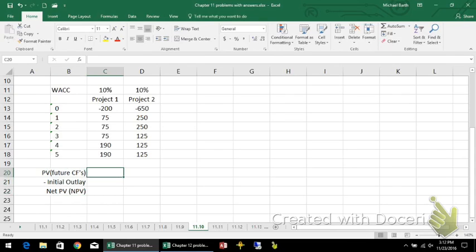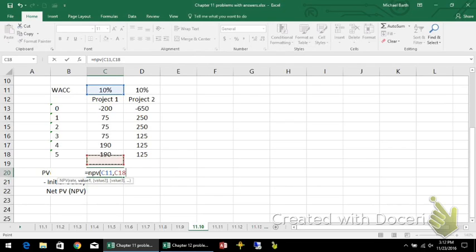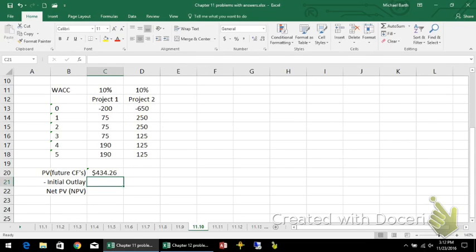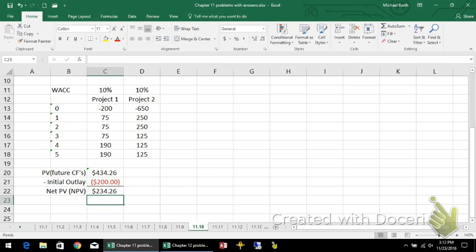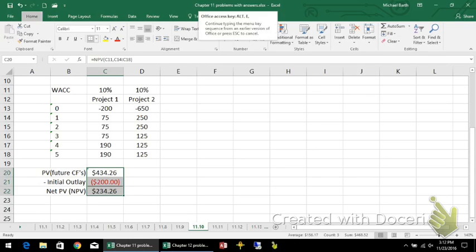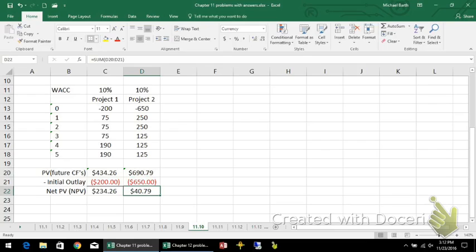All right, so using the uneven cash flow function in Excel, which was poorly named, Project 1's future cash flows are worth $434 today. It costs $200 up front, and that gives me a net present value, $434.26 minus 200 of $234. Project 2 is only $40.